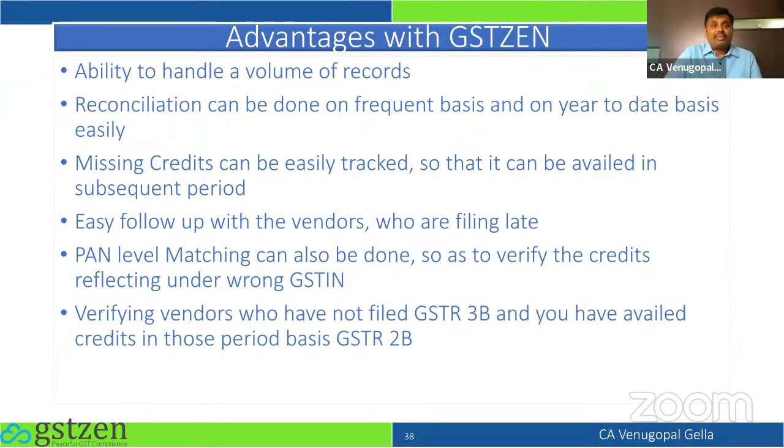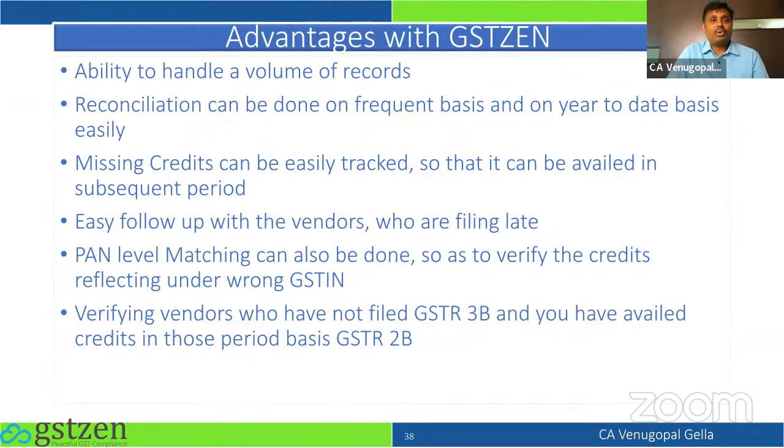If you have to follow up with the vendors, you don't need to do it, the system will. GST Zen will automatically send an email if someone has not filed. It will also show you who are the people who are filing their returns late. And you can match your credits at a PAN level.